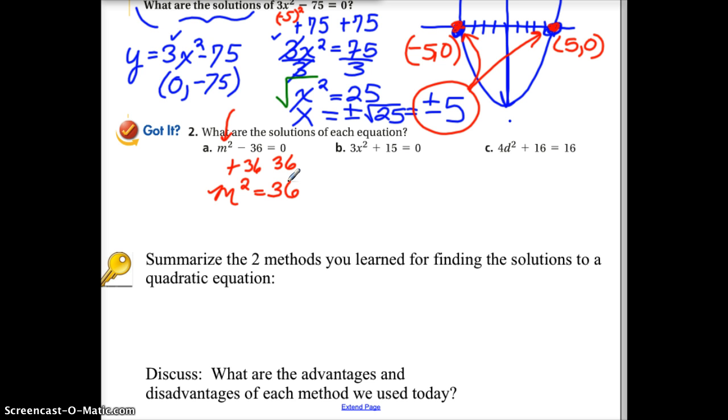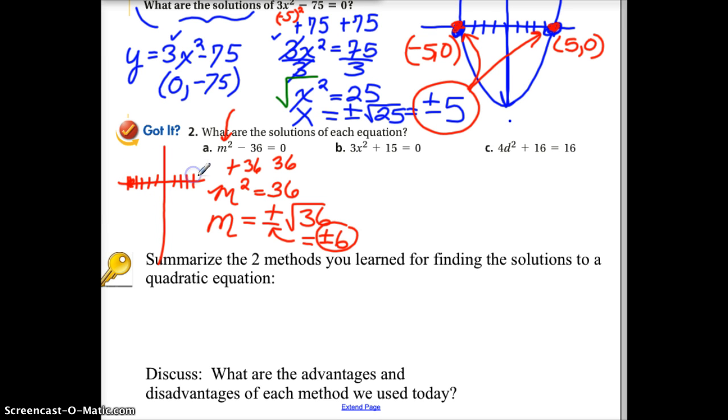To undo a square, I square root. When I square root m squared, I get m. And then I go plus or minus the square root of 36. Don't forget that, or you're missing a whole part of the graph. And what I get is plus or minus 6. What that means is that if I graphed that one on my graphing calculator, it would hit at negative 6, and it would hit at positive 6, 0, and that one opens up, vertex is 0, negative 36, so it'll go way down to negative 36. Let's go look at B.